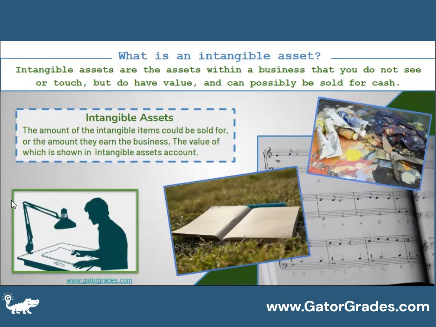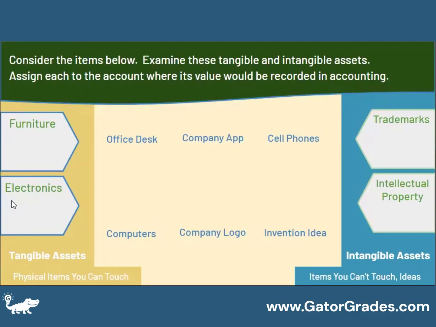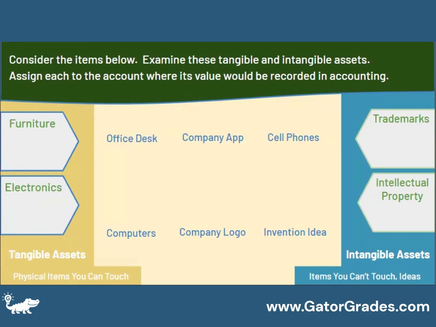Consider a songwriter and all of the songs they have written, or a new computer invention. A business can own the idea or the creation, and the value of this item is reflected in an intangible assets account. Let's look at some different items within a business. Within these tangible and intangible assets, where would each value be reflected within the accounting records? For this example, the accounts include furniture, electronics, trademarks, and intellectual property.